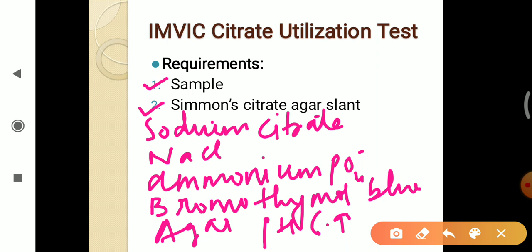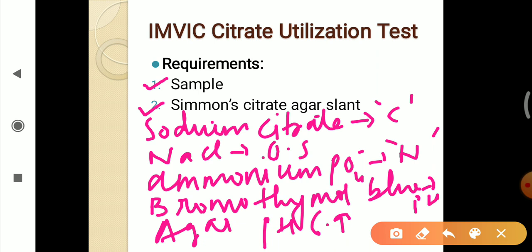Sodium citrate is the sole source of carbon, or we can say the single source of carbon, in the Simmons citrate agar slant. NaCl will maintain the osmotic pressure in the medium. Ammonium phosphate will provide the nitrogen source. Bromothymol blue is a pH indicator dye, and then there is the agar, and we maintain the pH around 6.9.